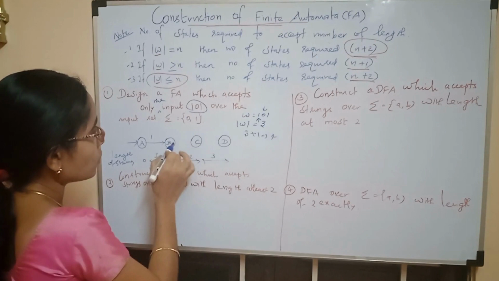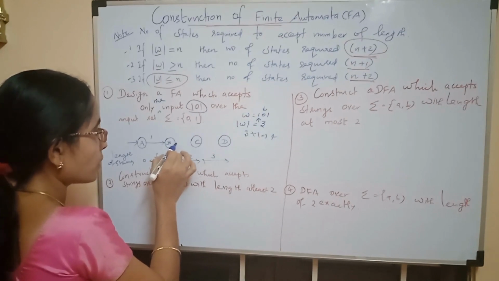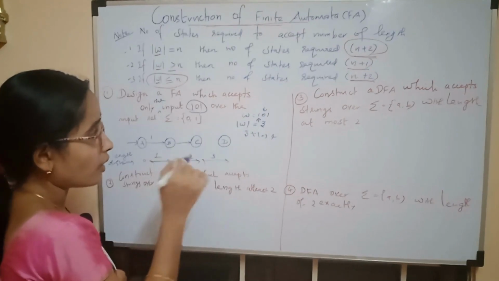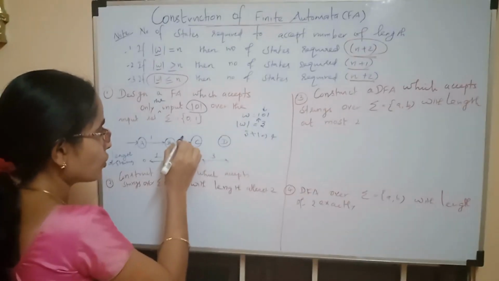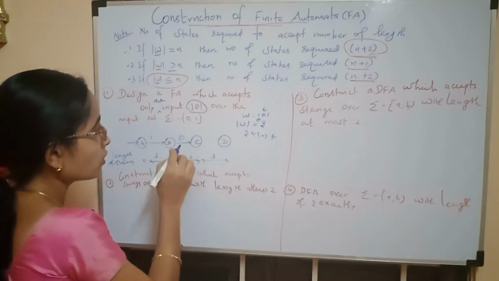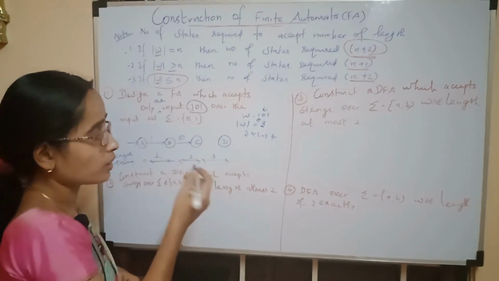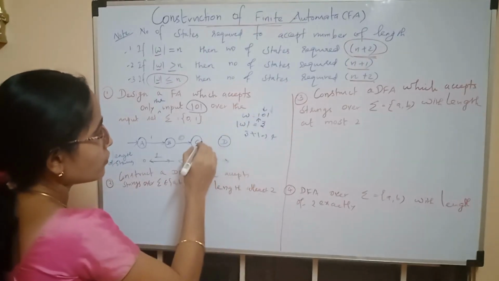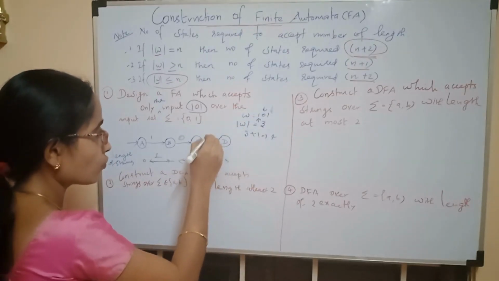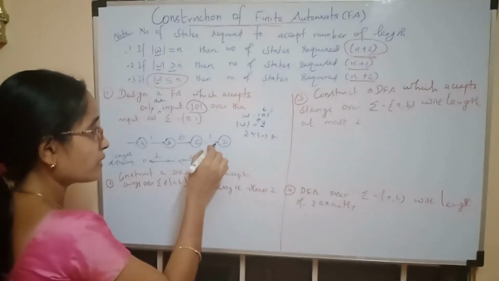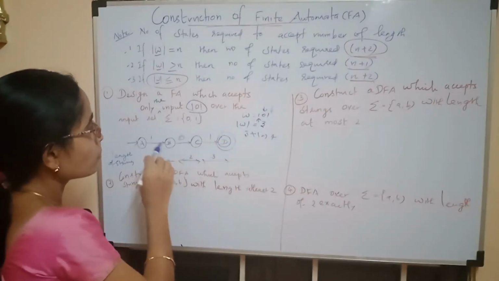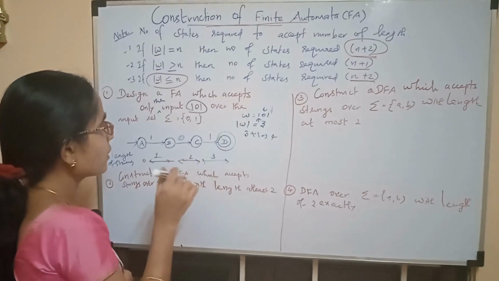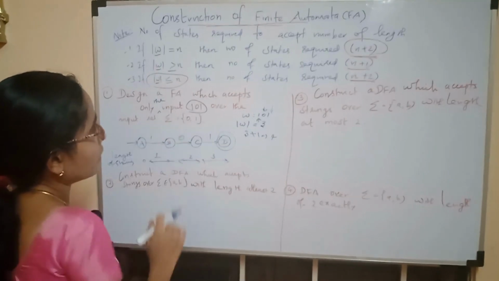The second input is 0. So I'm in state B, seeing the symbol 0. I have seen 1 already, and now I am reading the symbol 0. So it should go to the next state, but it is not a final state. After that I have 1, right? So I can go to another state. Definitely this state will be a final state, since after seeing 101, that state should be final. So this is the diagram for this finite automata.